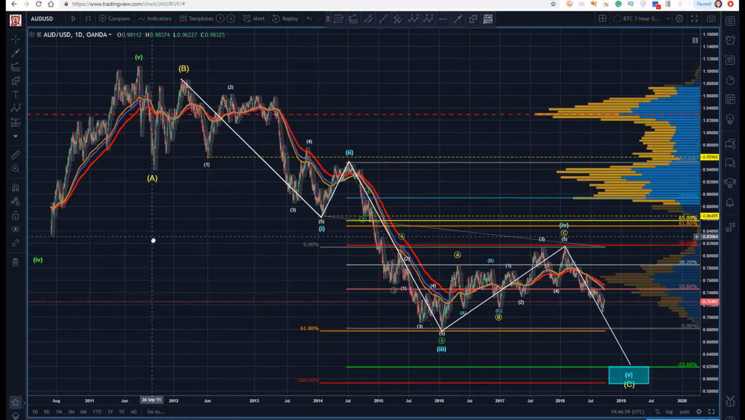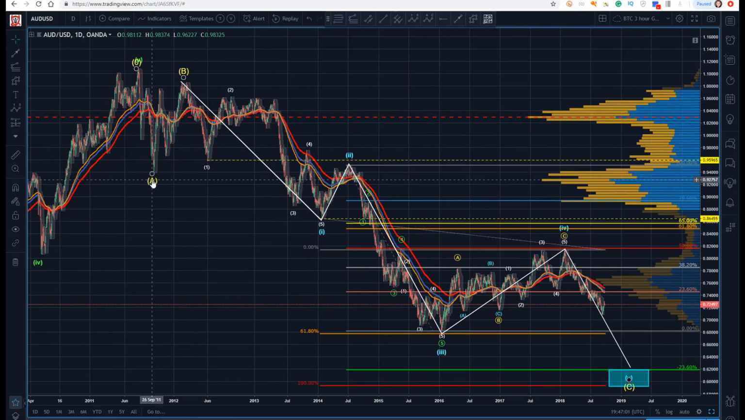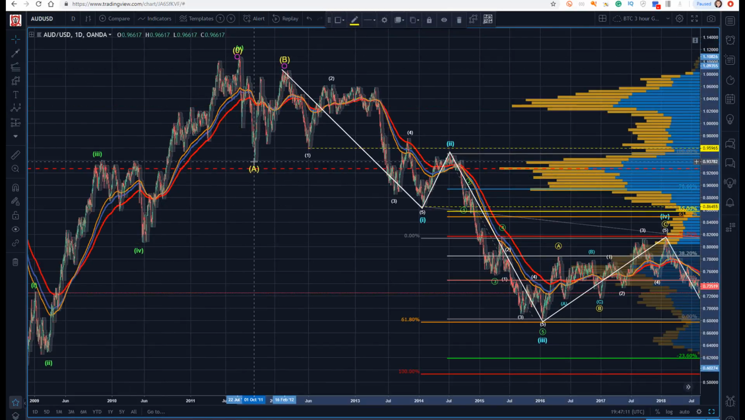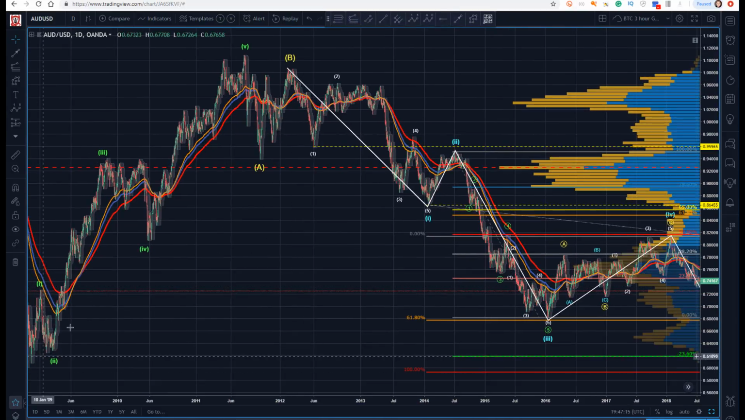Well, if it's correcting, I can't ignore this, and this big 3 certainly can't be ignored. So could it be 1, 2? Well, that doesn't make sense because I just finished a 5 wave here. So this has to be an A wave of some sort, given that we're allowing for this to be just a giant correction off of this low.